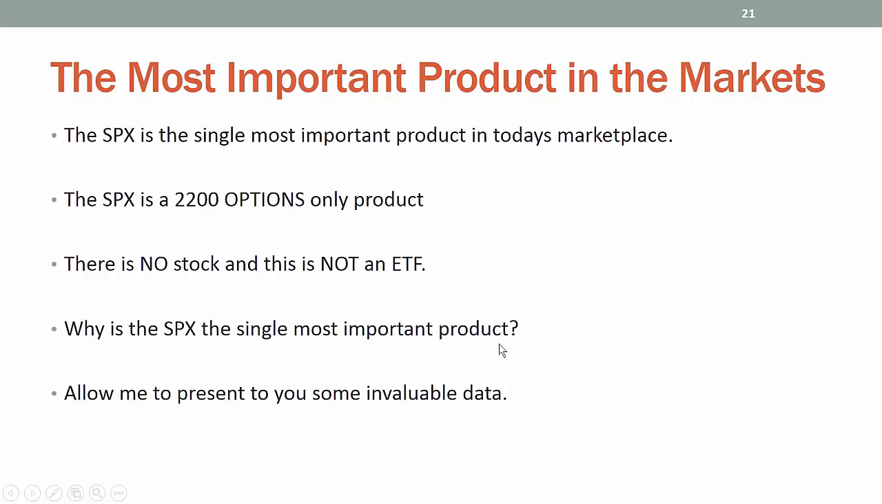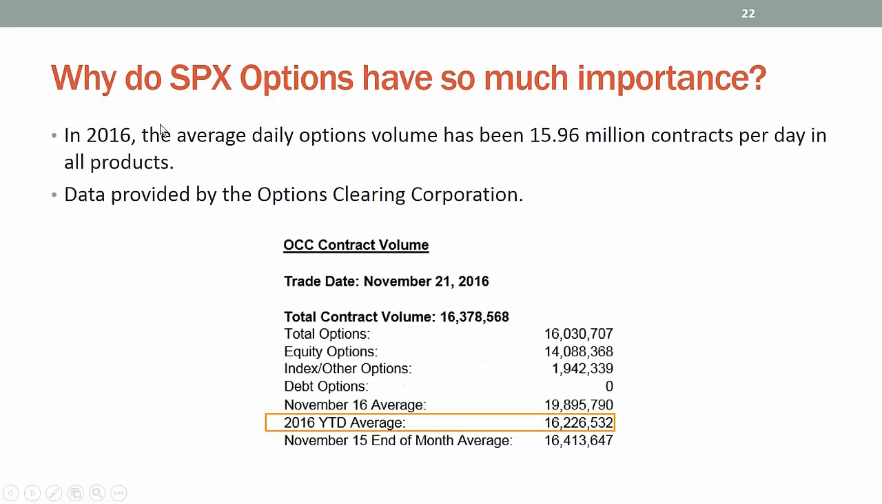Why is the SPX the single most important product? Allow me to present to you some really invaluable data. Data matters. Listen, I don't care what somebody says, oh, this guy said it could be this, it could be that. Here's data, okay? Proof is in the pudding. Here we go. Why do SPX options have so much importance? In 2016, this year, the average daily options volume for the entire marketplace, not just the SPX, is right around 16 million contracts per day.